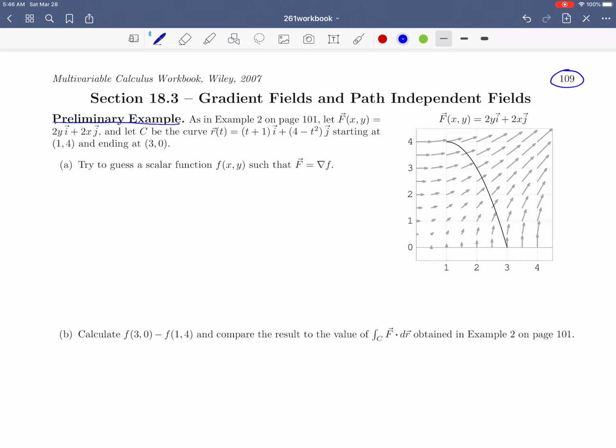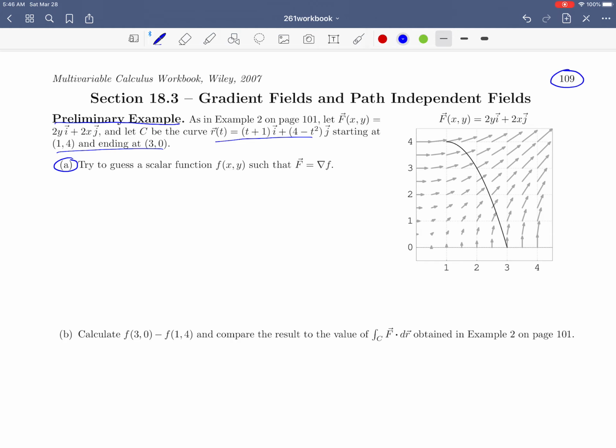Okay, so just to illustrate this idea, I think the best way is just to start with an example. So let's look at this preliminary example together. I want to first point out that this is exactly the same problem that you did back on page 101 in your workbook. You can double check that. We're given the same vector field, the same parametric curve, and the same starting and ending point here.